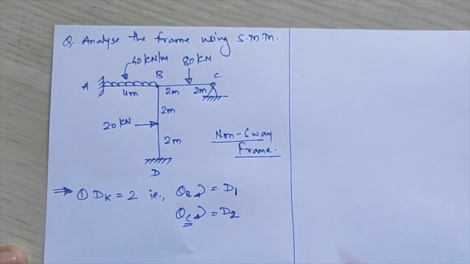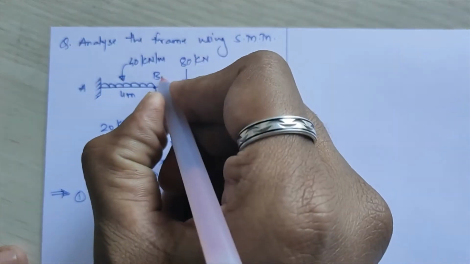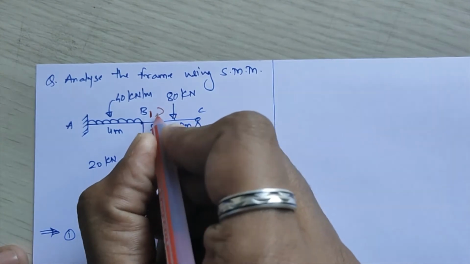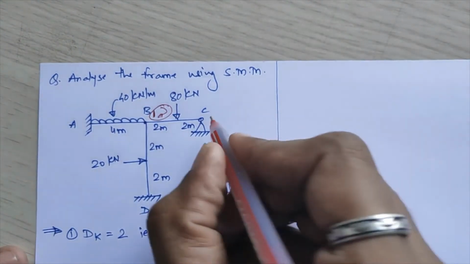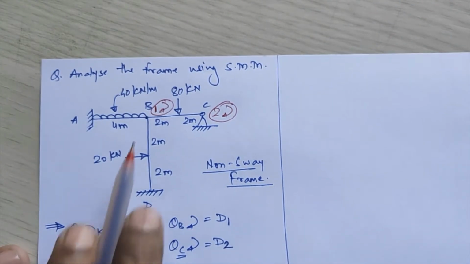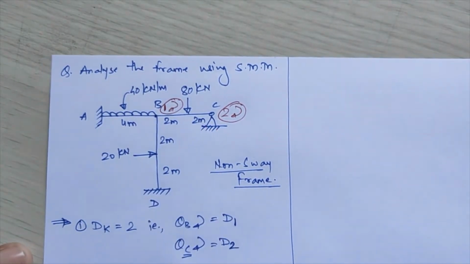First I will mark these two coordinates. The first coordinate, a rotation, is at point B, and the second, again a rotation, is at point C respectively.